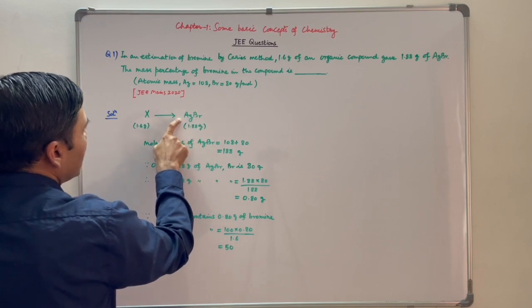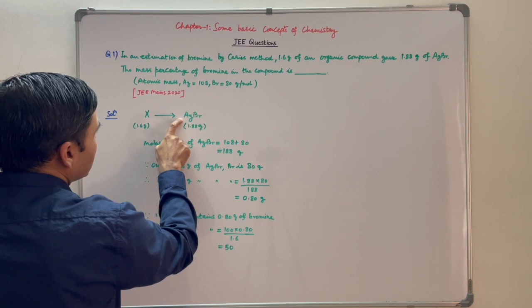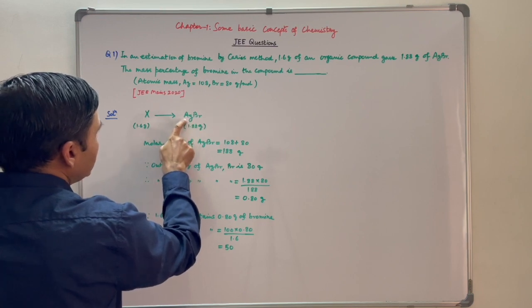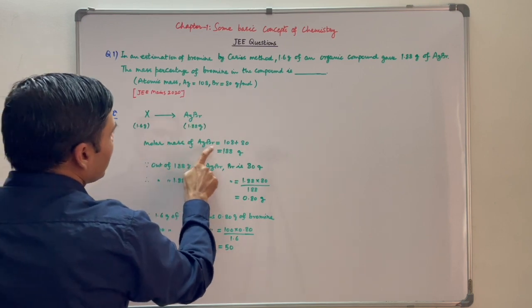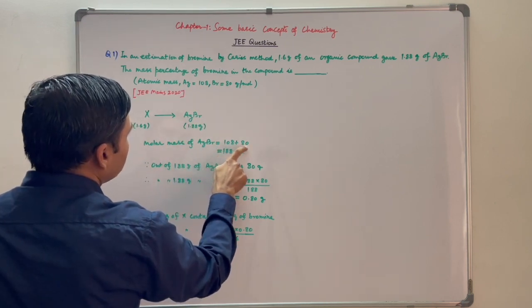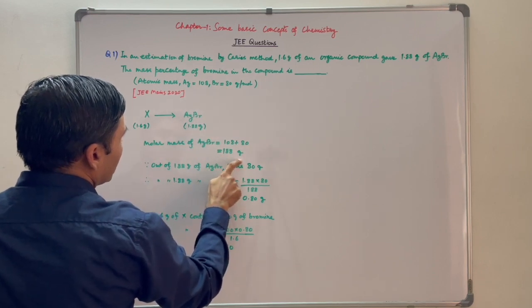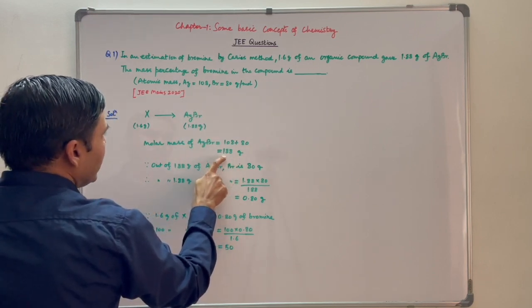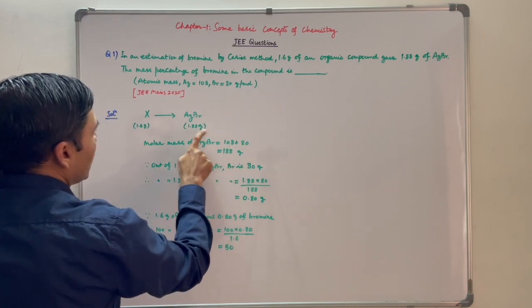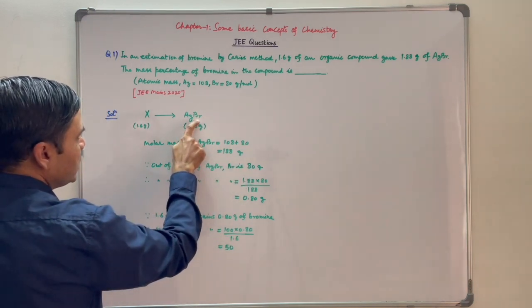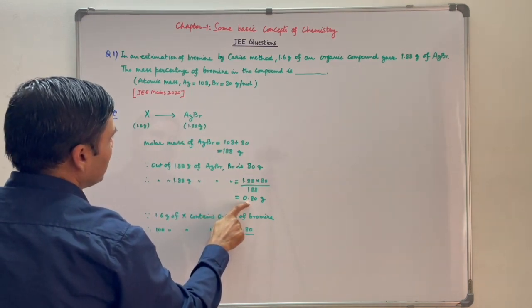First, we will calculate the molar mass of AgBr. 1 mole of AgBr consists of 1 atom of Ag and 1 atom of Br. So, molar mass will be 108 into 1 plus 80 into 1. That is 188 gram. So, out of 188 gram of AgBr, bromine is 80 gram. So, out of 1.88 gram of AgBr, how much will be the bromine? That will be 0.8 gram.